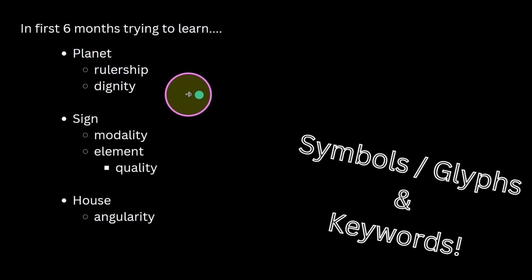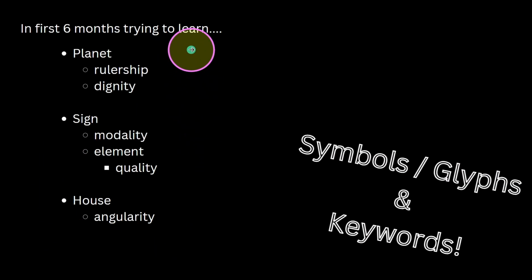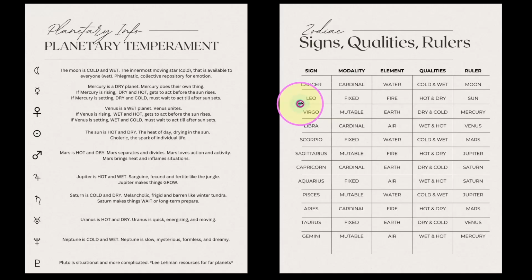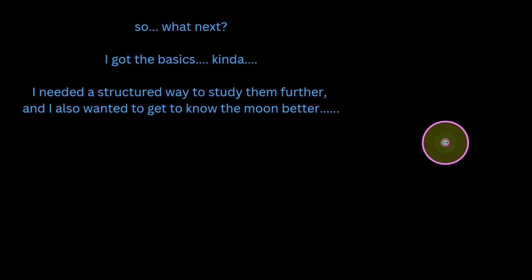So now we've ignored aspects, we've taken it away. In the first 6 months, trying to learn planets with their rulership and dignity, signs with a modality and element, which itself has a quality, and houses, which have angularity. That brings me to this document, which we are going to go through in more depth.